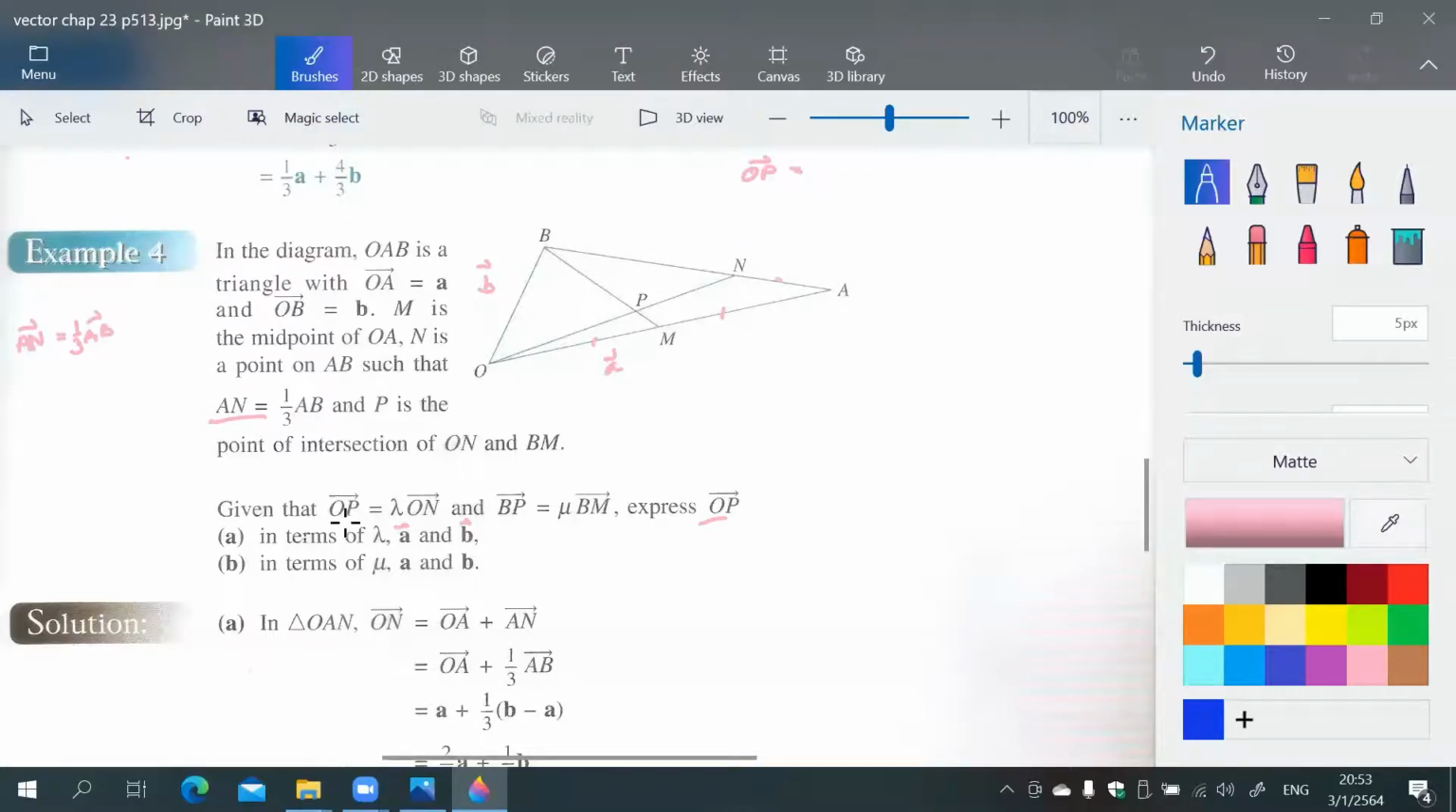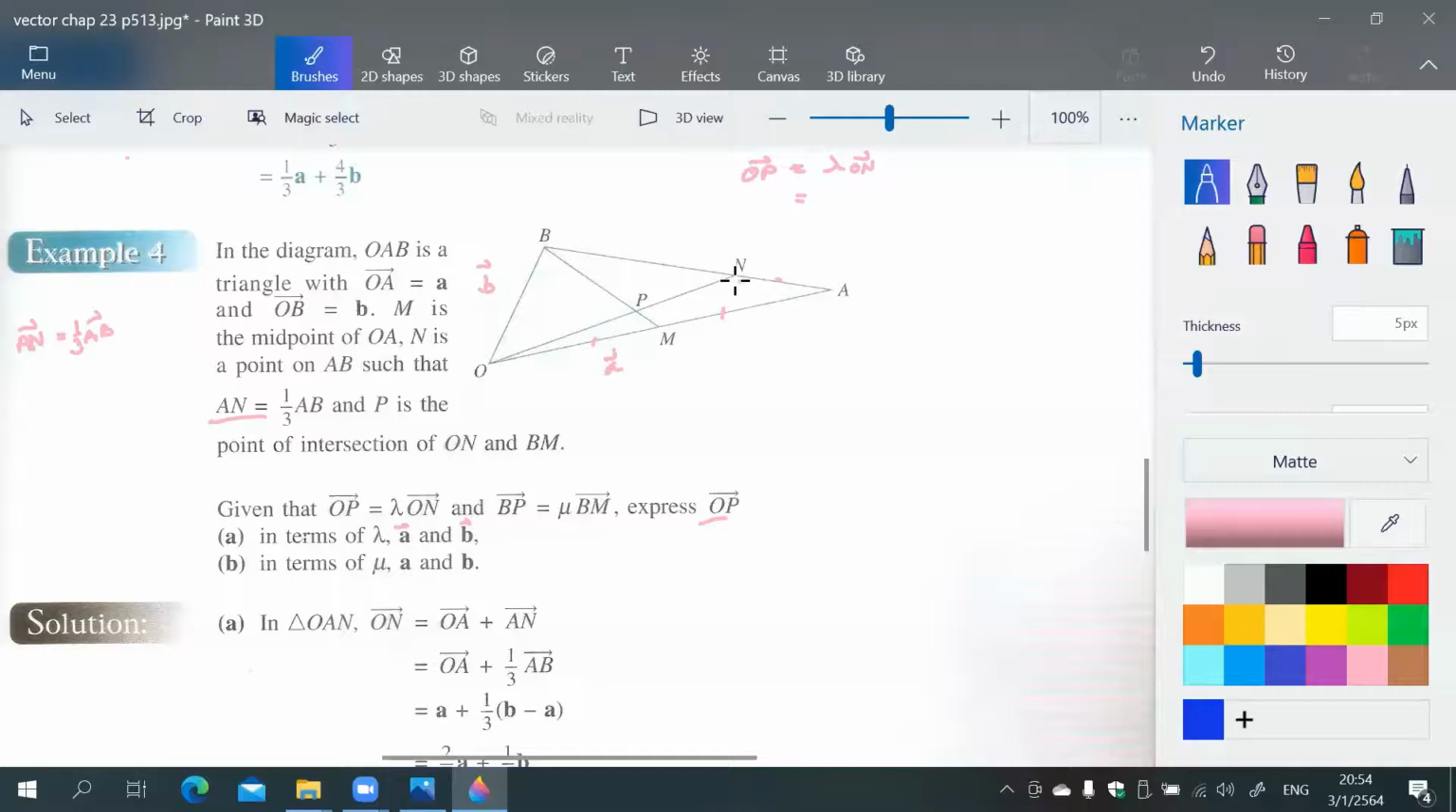But we can use from here because the question gives us that OP equals lambda OQ, so we can write down OP equals lambda of vector ON. So we can find out ON, right?